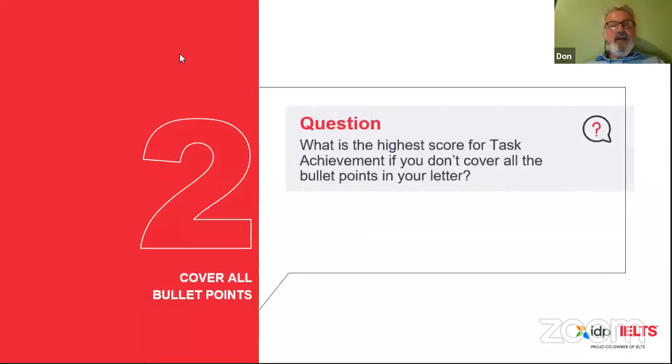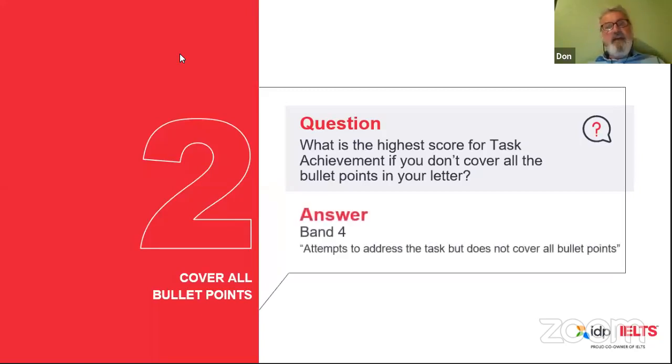This person has fully answered the question, and if they had not, then they would have only got a band 4. A band 4 for that first criterion, task achievement, means that you have not answered each of those points fully. So remember that.